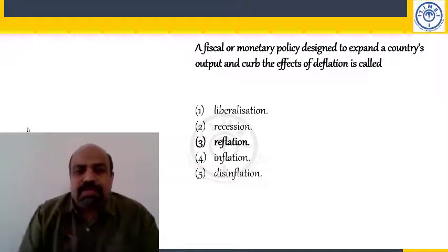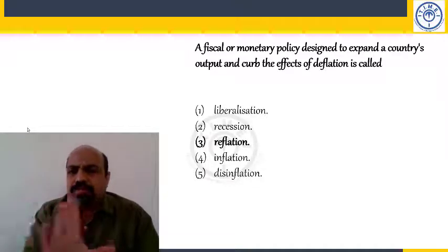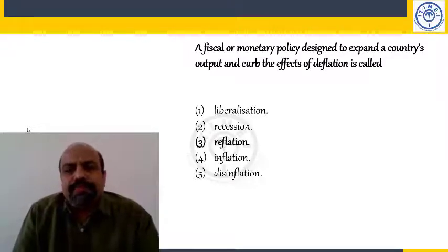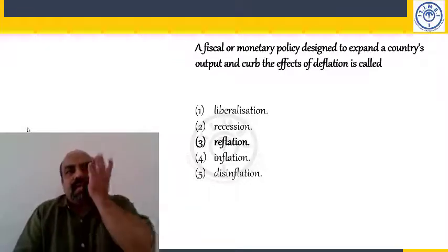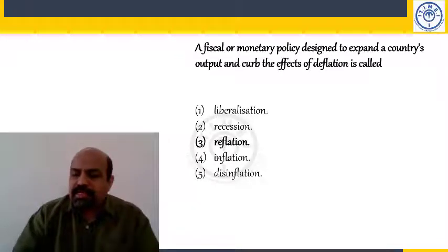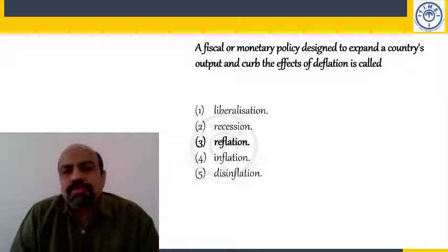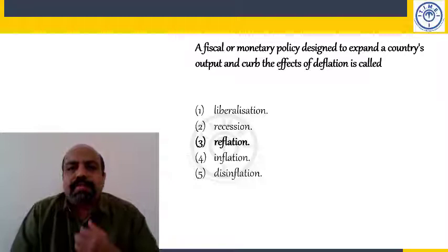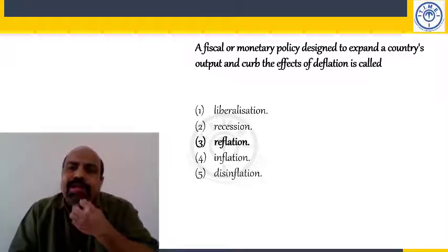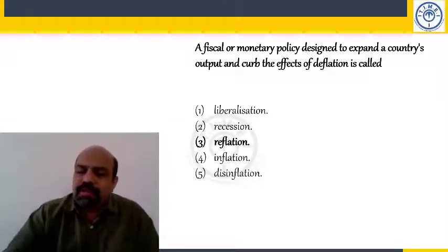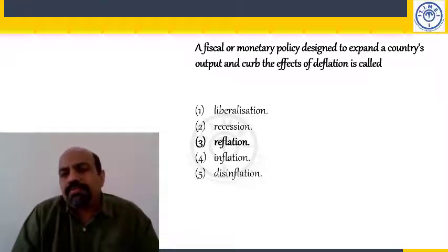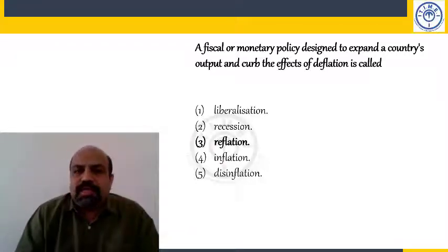So please write first word, inflation. Simple short definitions. Inflation: rise in general price level due to higher demand and lower supply. That's inflation.